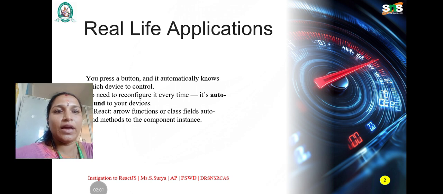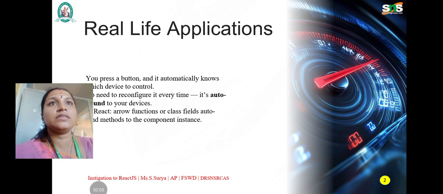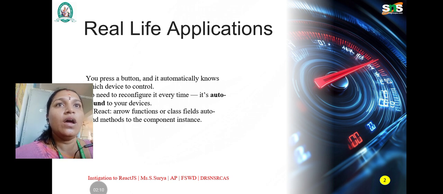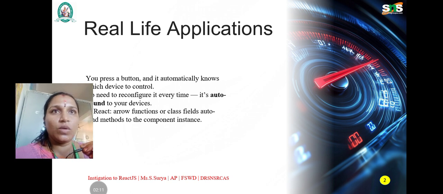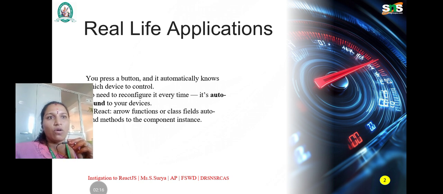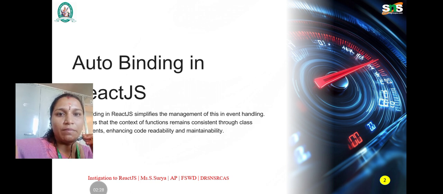A real-life application is clear click menus that handle handleClick with arrow functions, and this is how auto binding works. Arrow functions don't create their own this, so binding issues do not exist. Auto binding in React.js manages event handlers with the context, keeping functions consistent and improving readability and maintainability.